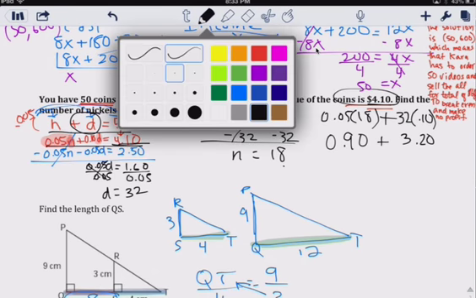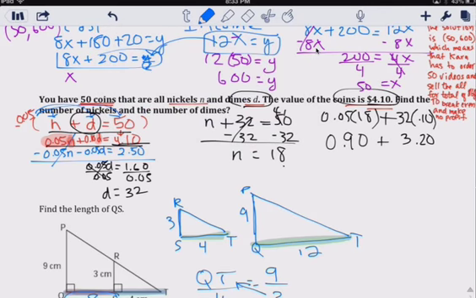So how many nickels and how many dimes? There are 18 nickels. So that's what the question asks right here. There are 18 nickels, I spell nickels, and 32 dimes.